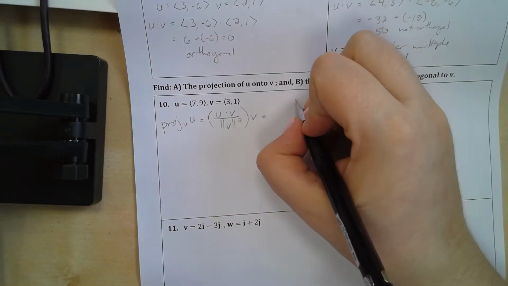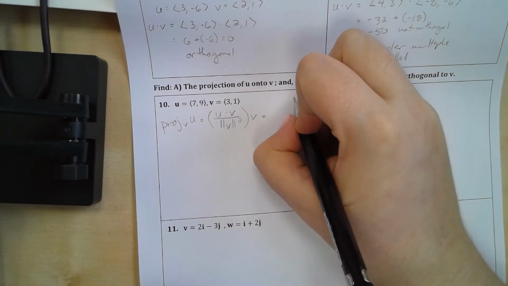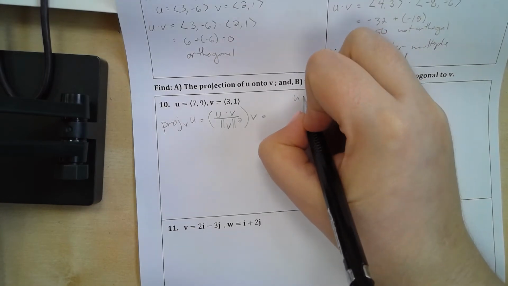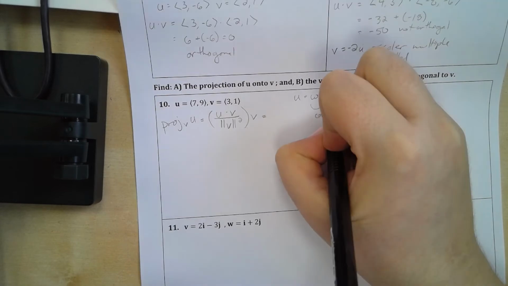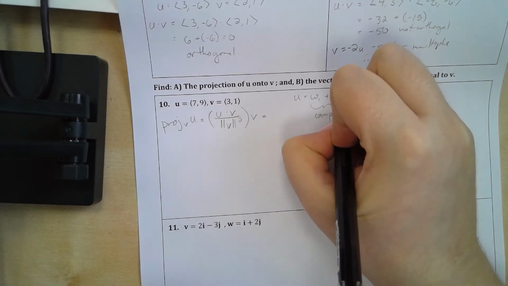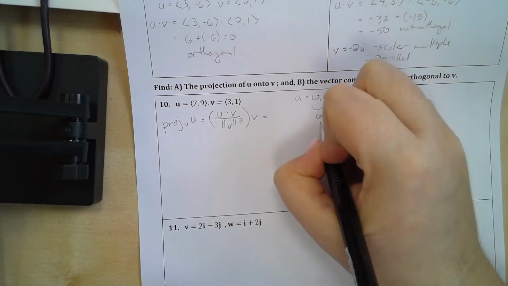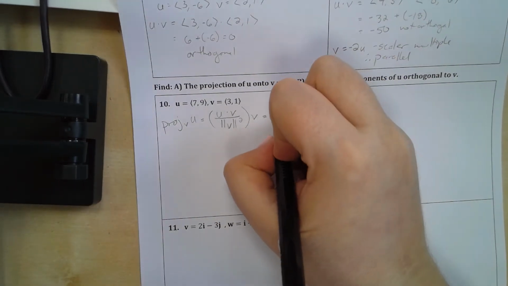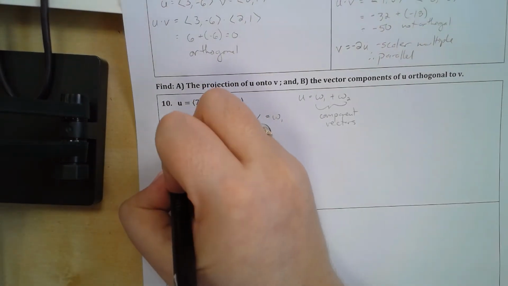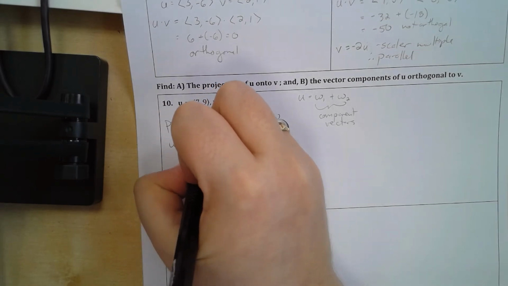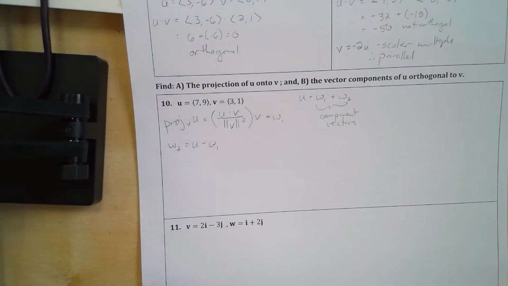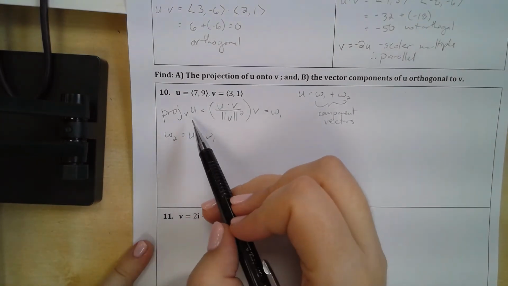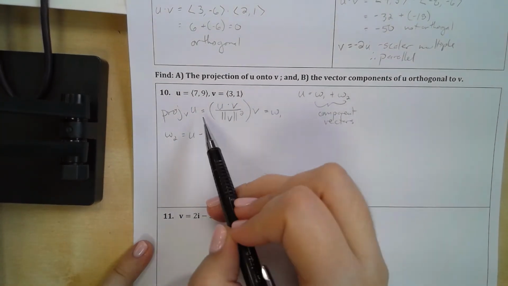And this is equal to the component vectors. So let's say that our vector u is equal to w1 plus w2. Well, these are our component vectors. And this projection is equal to w1. Therefore, w2 is equal to u minus w1. Okay? All right, this will make more sense as I do it. Let's find the projection of u onto v.